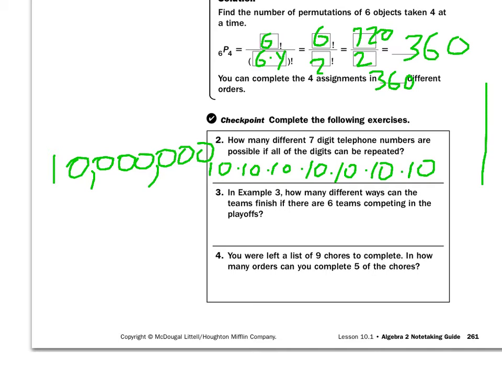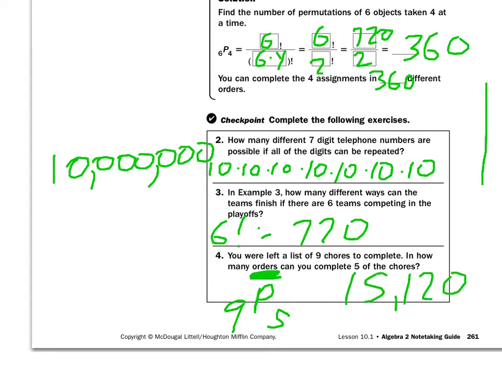In example 3, how many different ways can teams finish if there were 6 teams competing in the playoffs? Well, that ends up being 6 factorial, which is 720. And you were left a list of 9 chores to complete. And how many different ways can you complete 5 of them? How many different orders, remember orders, can you complete 5 of them? 9P5. 15,120. Put that in your calculator.